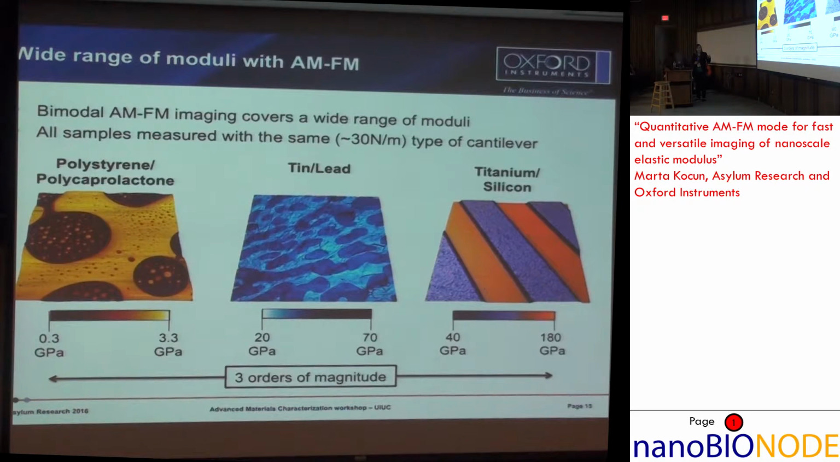I just want to stress that all of these samples can be imaged with the same type of cantilever, even though the samples have very different stiffnesses.